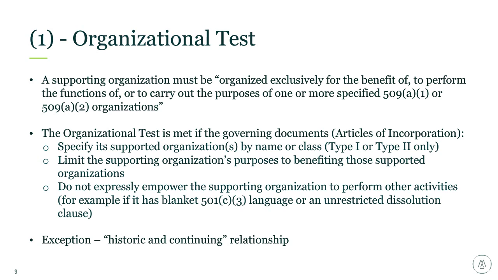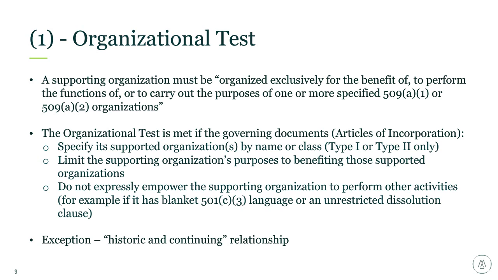Now, we should also highlight that there is a rare exception to the requirement that the supported organization be named in the Articles of Incorporation, and that is if the supporting organization can demonstrate a historic and continuing relationship resulting in a substantial identity of interest between the supporting organization and the supported organization. This burden, however, would be on the organization to prove, but there is this safety net available. Typically, we don't see that too often, however.